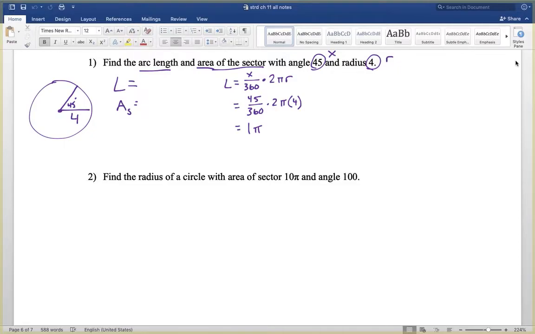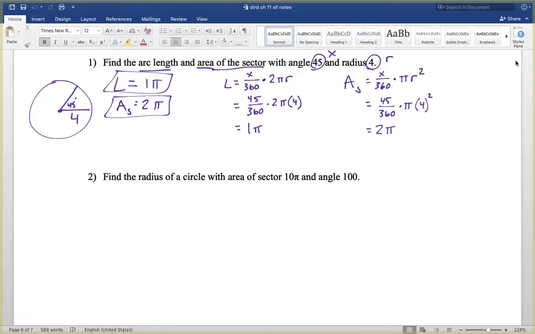Then for our area, our area of our sector is equal to x over 360 times the area of a circle, which is pi r squared, the area of the whole circle. So x in our problem is 45, r in our problem is 4. And again, I'm going to type this all into the calculator, just skipping that pi. So I'm going to do 45 divided by 360 times 4 squared. I'm just going to skip that pi, and I get an answer of 2. I'm going to let that pi tag along on my answer there. So my answer for the area of that sector is 2 pi.